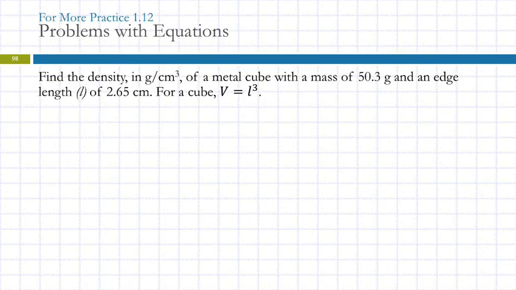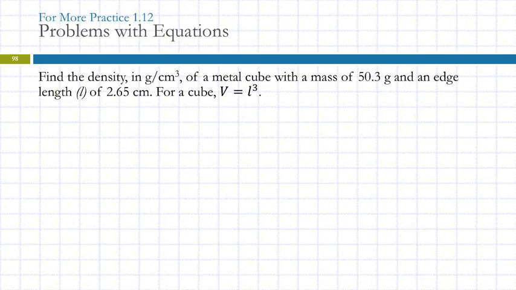Here's another one. Find the density in grams per cubic centimeter of a metal cube with a mass of 50.3 grams and an edge length of 2.65 centimeters. For a cube, volume equals L cubed. Now, you all should have taken and passed a geometry class. I'm not going to assume that you remember volume equations for all of these. But if I give you the equation, you should be able to use it.